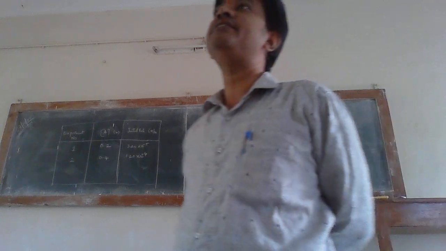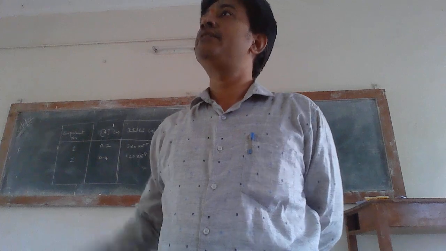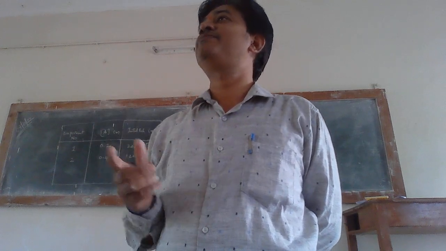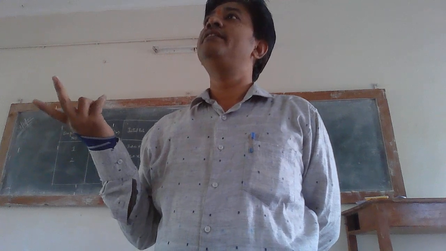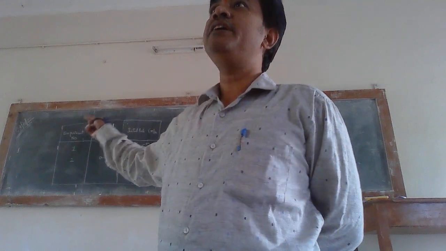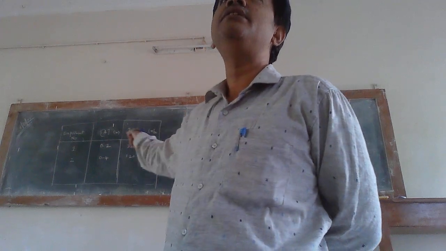It is very clear, na? Why don't you understand? You look at the concentration value. If it is doubling, what is the reaction rate? Reaction rate should not double. It is 4 times. Second order. Second order reaction, amma. When the concentration is doubling, reaction rate is 4 times. You multiply with 4, you will get the second one.